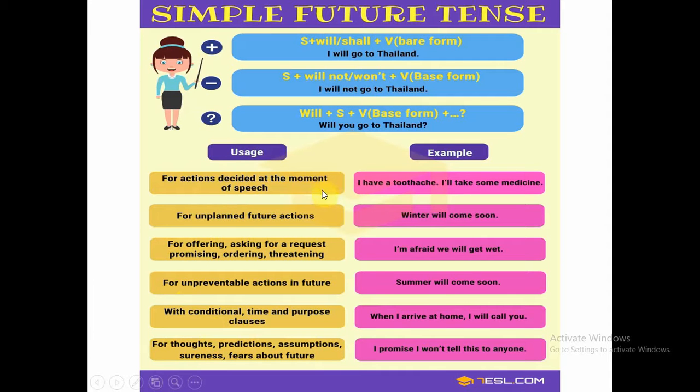For actions decided at the moment of speech: I have a toothache, so I'll take some medicine. For unplanned future actions: winter will come soon. For offering or asking for requests, promising, ordering, or threatening: I'm afraid we will get wet. For unpreventable actions in the future: summer will come soon. With conditionals: when I arrive at home, I will call you. And for promises: I promise I won't tell this to anyone.